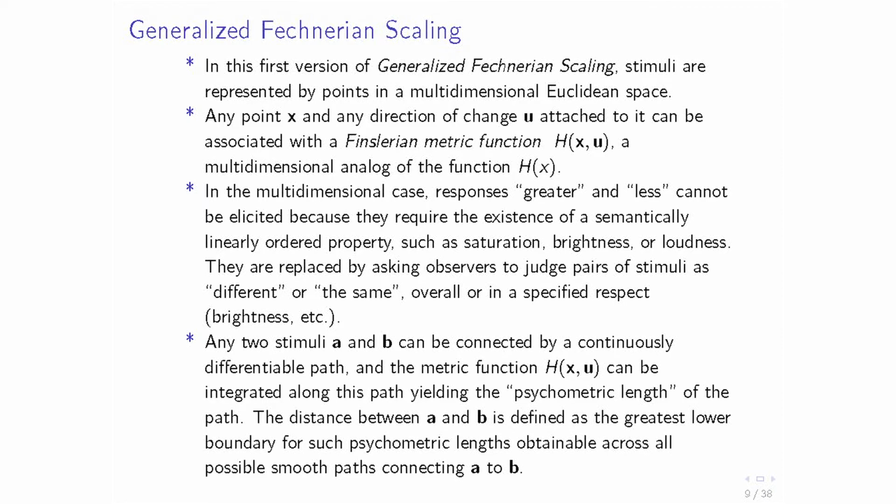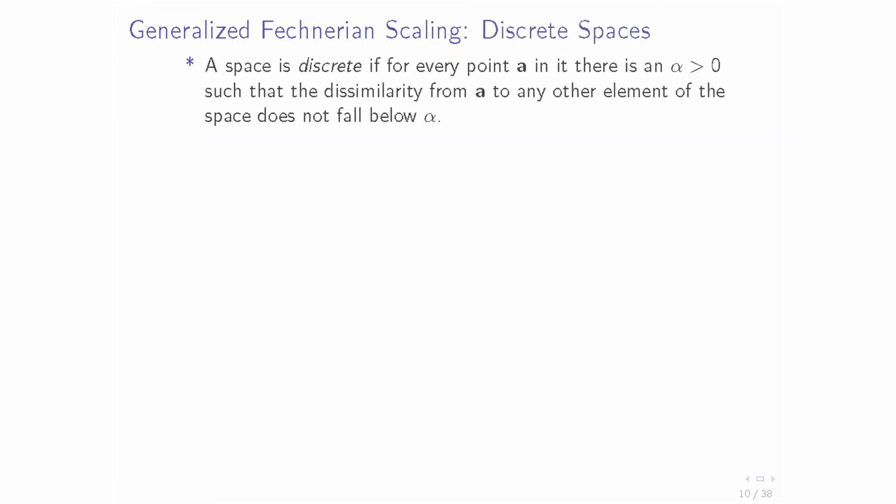Any two stimuli can then be connected by a continuously differentiable path, and the metric function can be integrated along this path, yielding what we call the psychometric length of the path. And then the distance between A and B, the subjective distance, is defined as the greatest lower bound for such a psychometric length, obtainable across all possible smooth paths connecting A to B. I will come back to this concept in a simpler case.